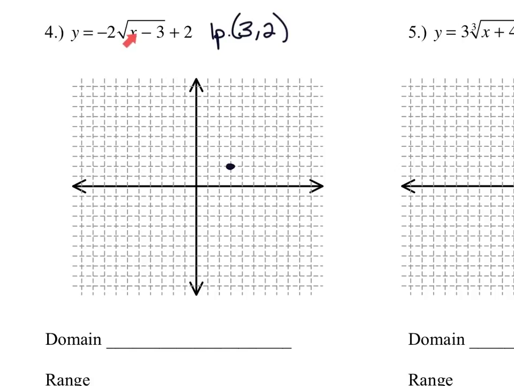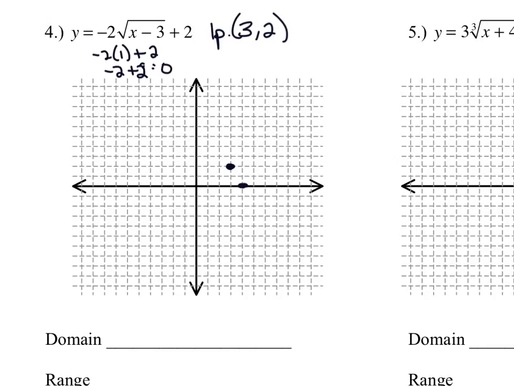So I'm going to choose the number 4 for my first x value. If I plug in a 4, I'll have 4 minus 3, which is 1. The square root of 1 is 1. Then 1 times negative 2 is negative 2. Negative 2 plus 2 is 0. So that was at 4, comma 0. I plugged in a 4, and 0 was my output.